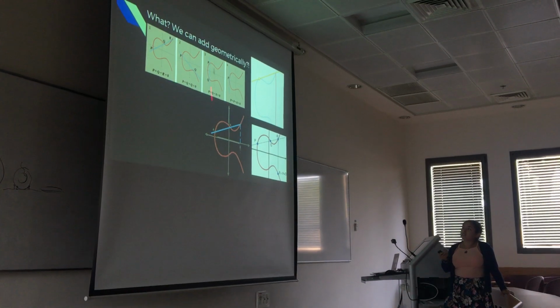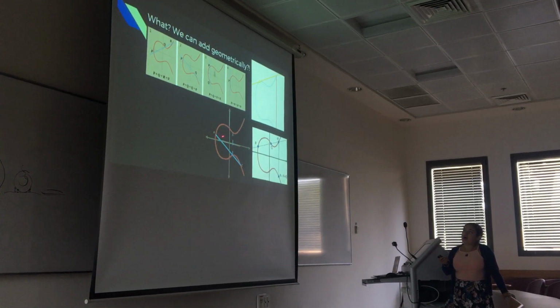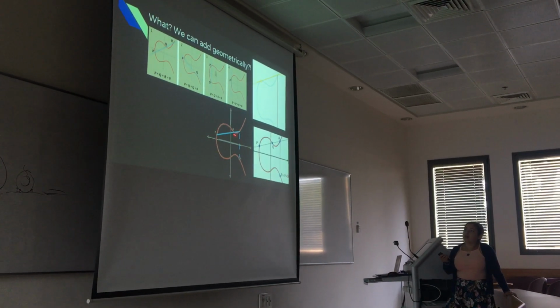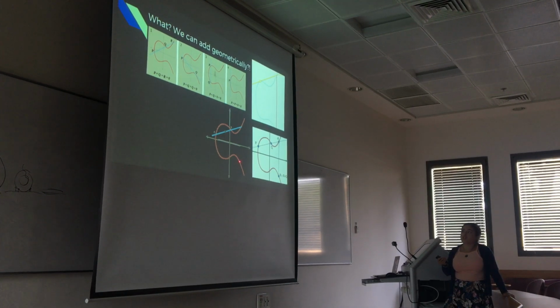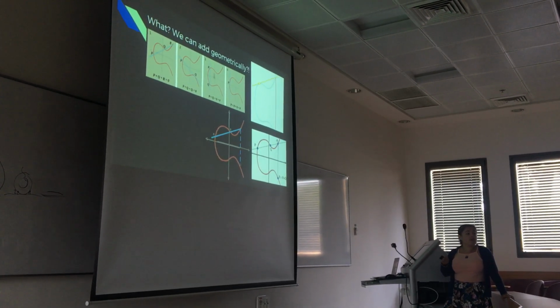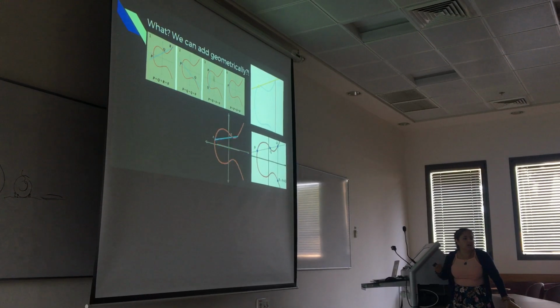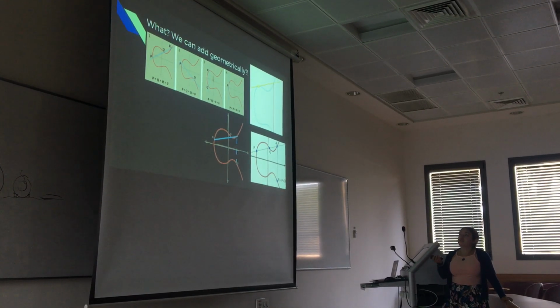So this is a little diagram of how the addition works. You add two things, you project it, and this is your answer. And you can do this process over many times, and each time you're going to end up with a different point on the elliptic curve.